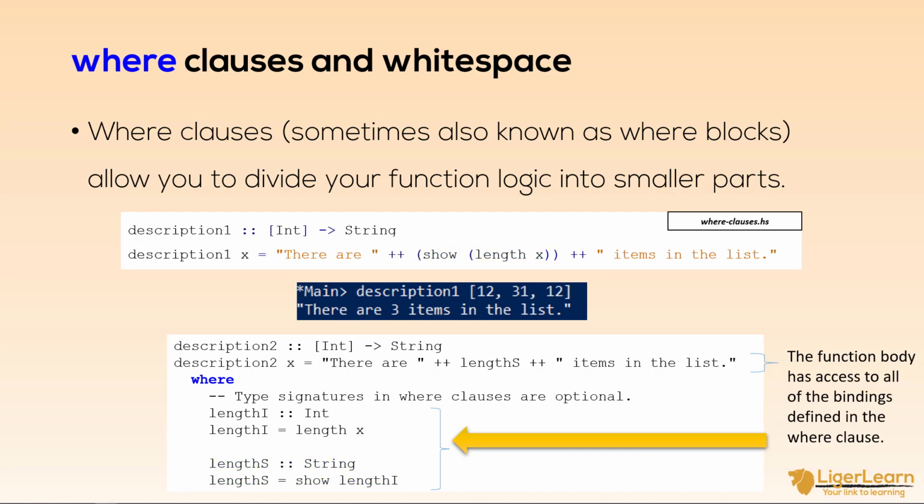Then finally, in the actual function body, we refer to the variable length s to get our final string which we return, and when we call the function, it works in the exact same way as the previous one.